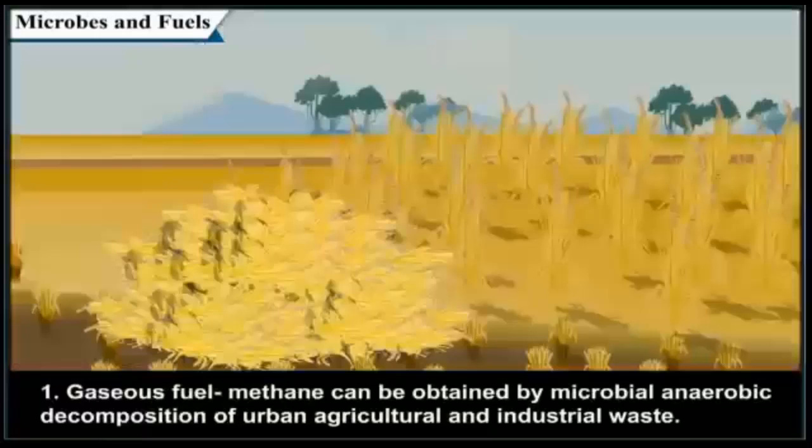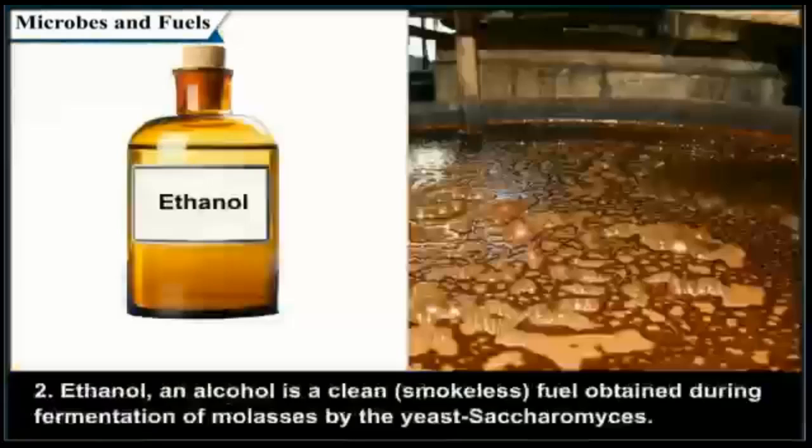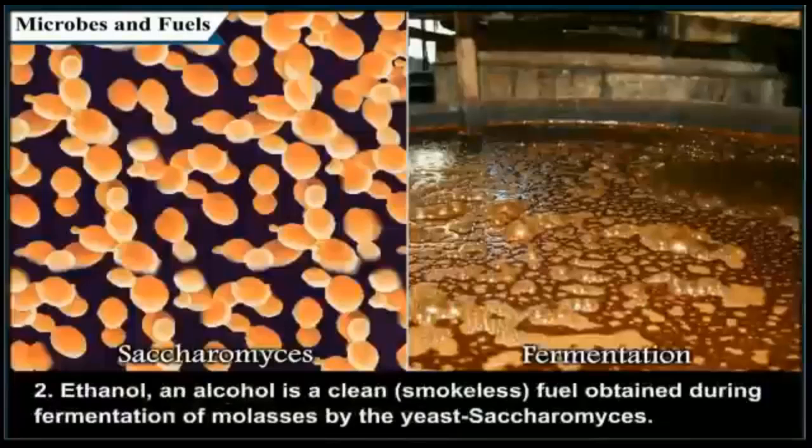Gaseous fuel methane is obtained through the decomposition of both agricultural and industrial waste. Next, ethanol. Now what is ethanol? It's a type of alcohol. It's a clean, smokeless fuel obtained during fermentation of molasses by the yeast Saccharomyces.